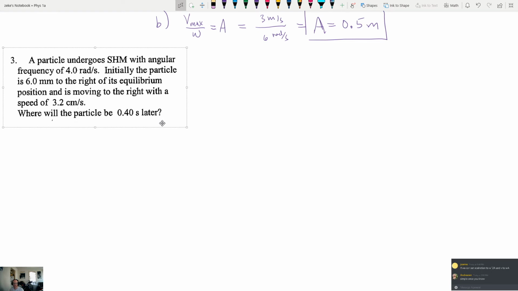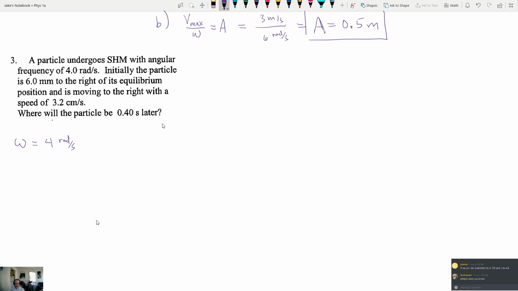A particle undergoes simple harmonic motion with angular frequency of 4 radians per second. Just write down the information as we get it. So omega is 4. Initially, the particle is 6 millimeters to the right of its equilibrium position, and it's moving to the right with a speed of 3.2 centimeters per second. Where will the particle be 0.4 seconds later?